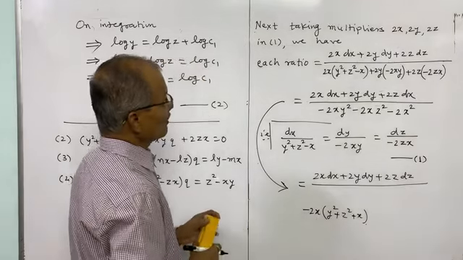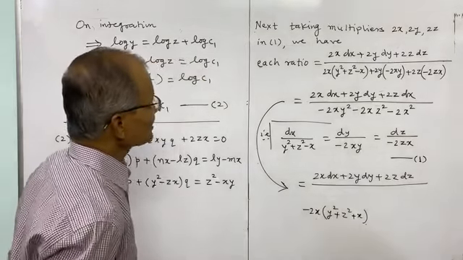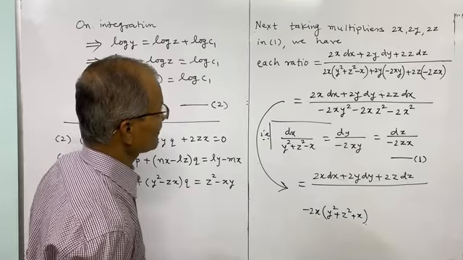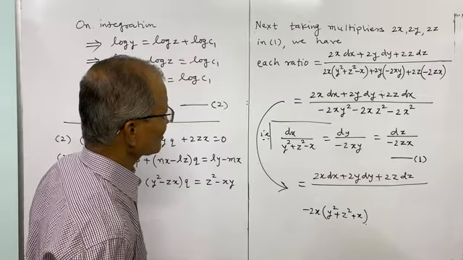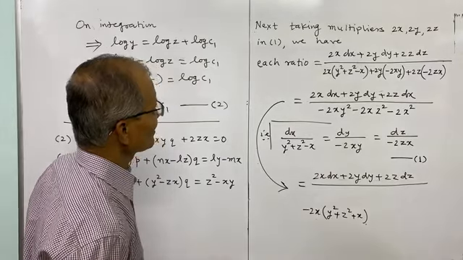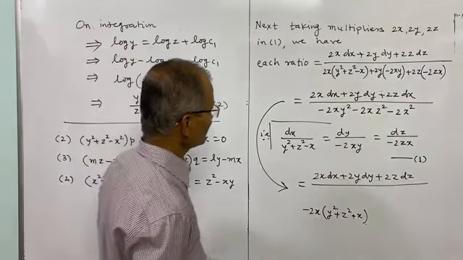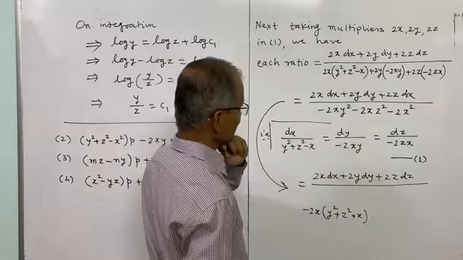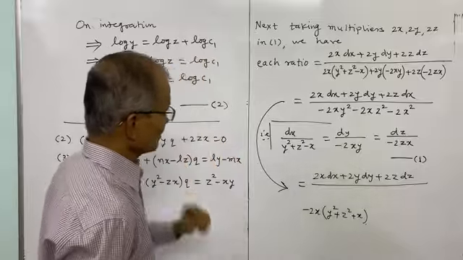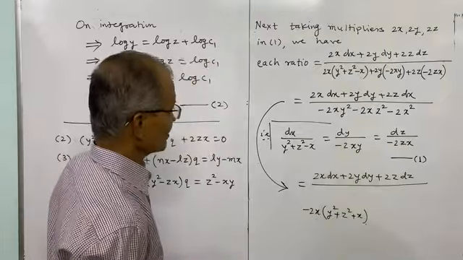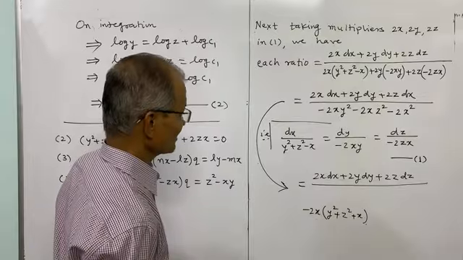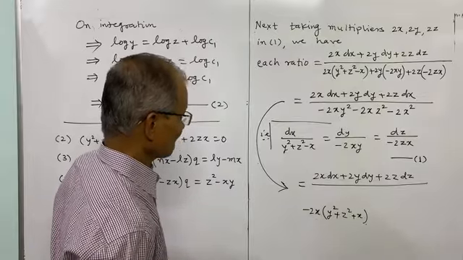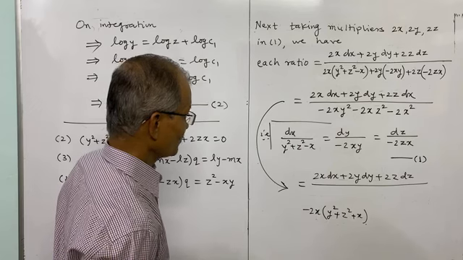So these are the multipliers we are having here, 2x, 2y, 2z. Instead of 2, if we consider only x, y, z, then 2 will not be obtained here. But that makes no difference. And negative 2x is common, y square plus z square plus x at the numerator.